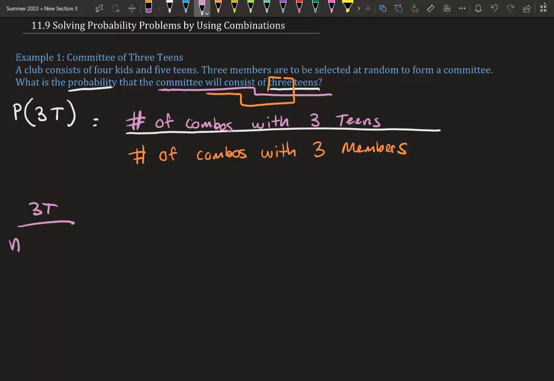So we have to identify our N and our R. Your R is how many are you picking? Well, we're picking 3 people. And out of all the teens, we have 5 teenagers. So our N is 5. When we set this up in our combination formula, remember our combination formula is nCr equals n factorial over n minus r factorial, r factorial.